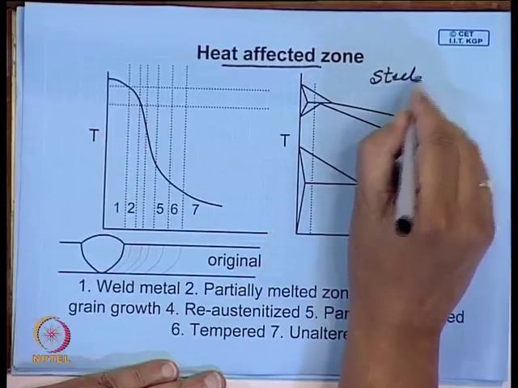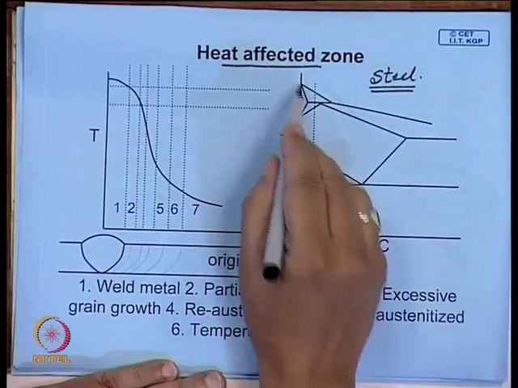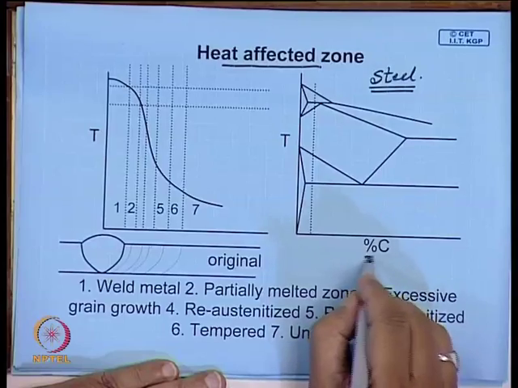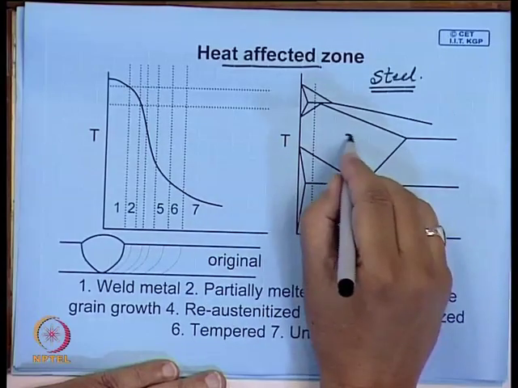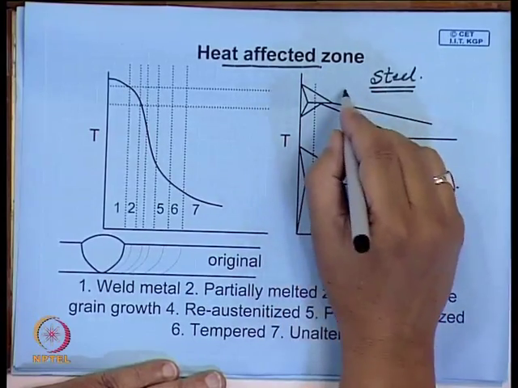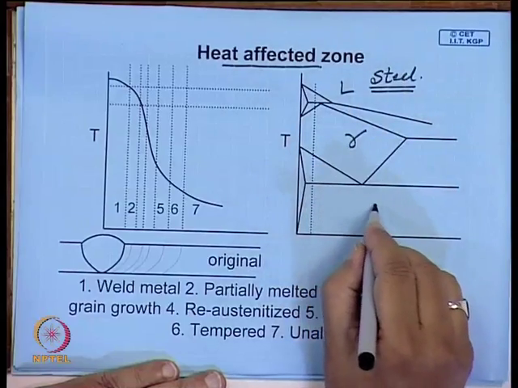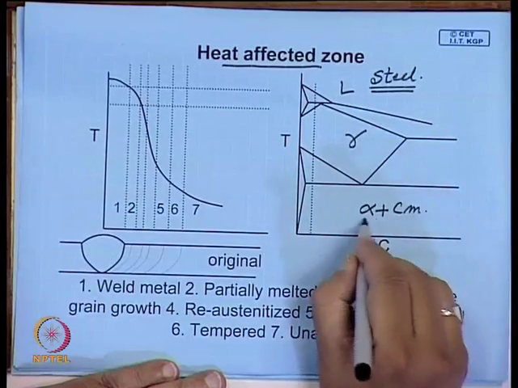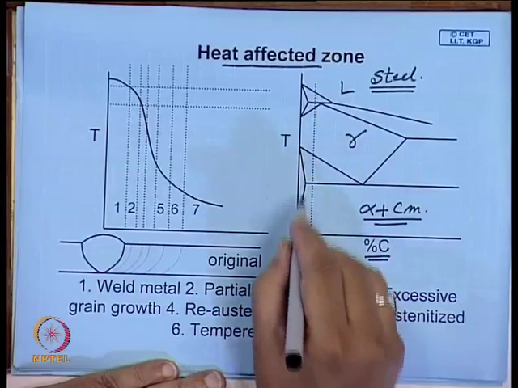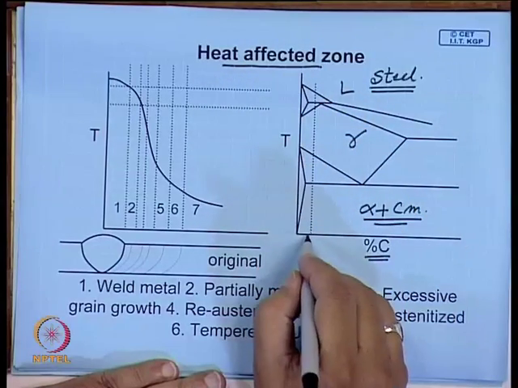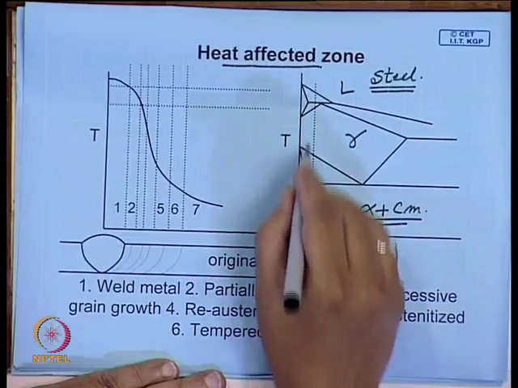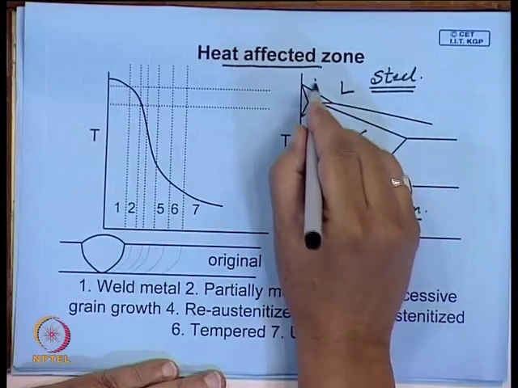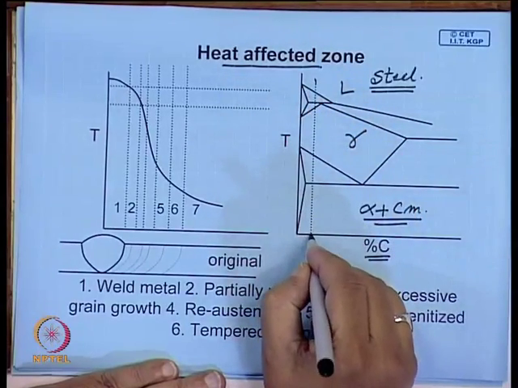So, you recollect that phase diagram, the iron carbon phase diagram. This is the austenite, this is the liquid region, this is the ferrite plus cementite structure. Suppose in most cases the steel that we will be welding will be low carbon or medium carbon. So, suppose this is the composition of the steel.